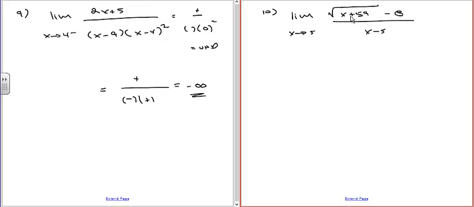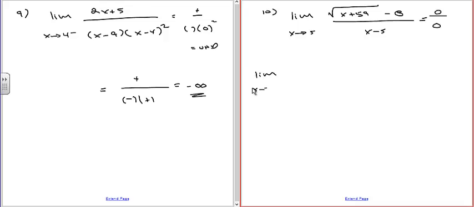And you can see, just looking at it, you've got 5 plus 59 is 64. Square root of 64 is 8. 8 minus 8 is 0. And 5 minus 5 is 0. So it is indeterminate, so we have to use rationalization again.